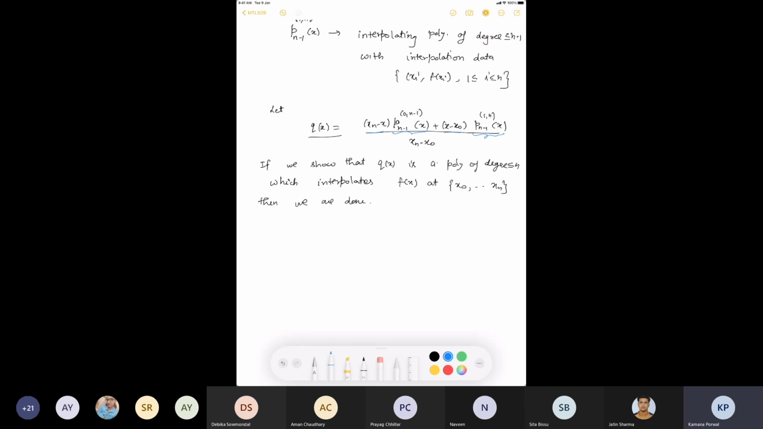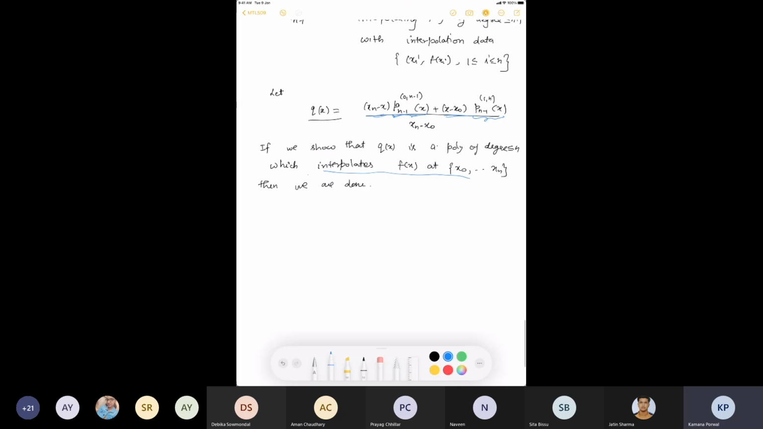So this will make it a polynomial of degree 1 higher, right? You're just multiplying by a linear polynomial. So altogether, Q(x) is going to be a polynomial of degree less than or equal to n, right? So the only condition you have to check is whether it is interpolating f(x) at these points or not.